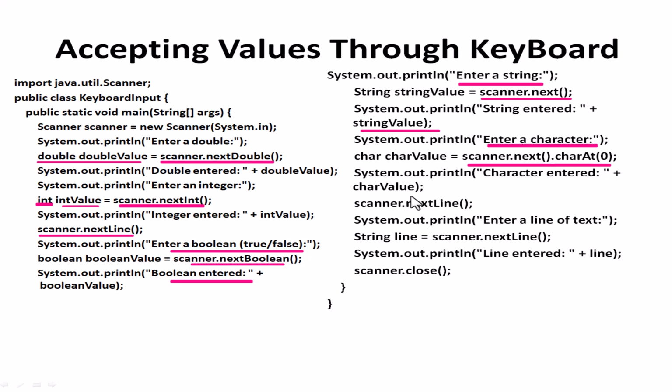Next you are going to give a nextLine. Then you are going to ask to enter the text. Next you are going to declare a string line, which is going to accept scanner.nextLine, and it is going to print the line. Finally it is going to close the scanner.